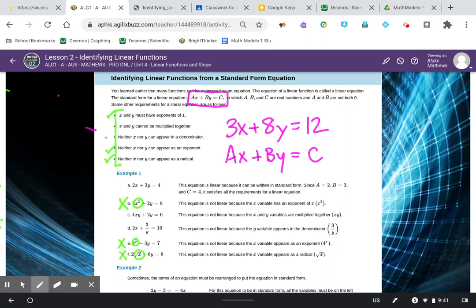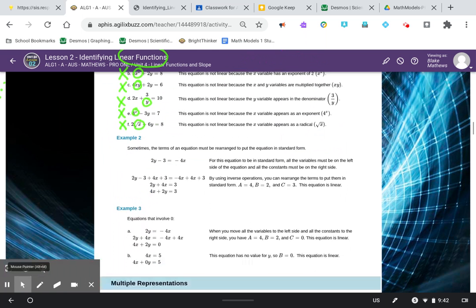X or y cannot be in the denominator. That's right there. And lastly, x and y cannot be multiplied together. You see that right there. So this is the only one that is a linear function. You'll be doing the same thing in your lesson. You need to go through this list. I will put a summary of the requirements for a linear function in the notes page. So that's the main idea there.